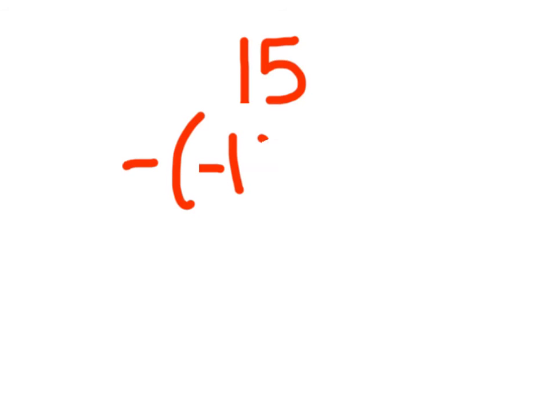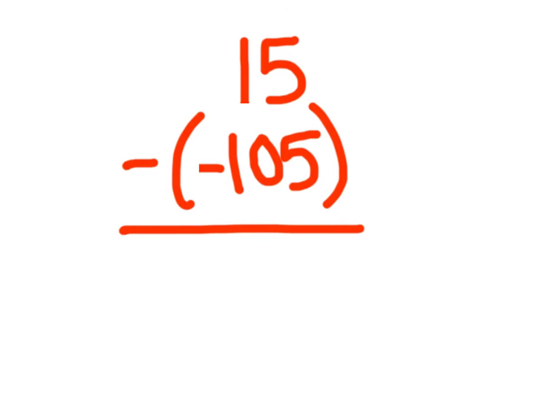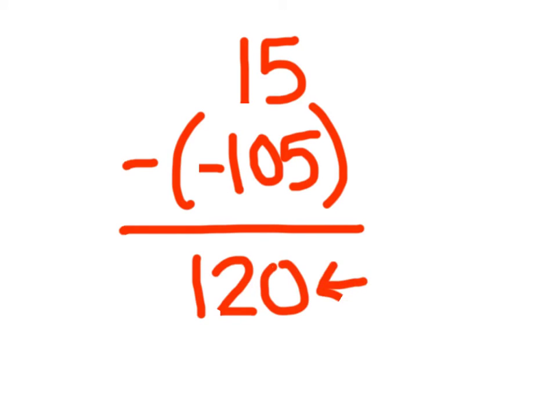From the previous slide, we had 15. Get it up on the screen here. We had 15 minus a negative 105 is what we had when we ran out of room. Remember, subtracting a negative, same as adding a positive. So 120 is our remainder.